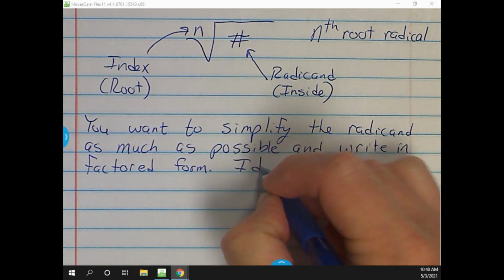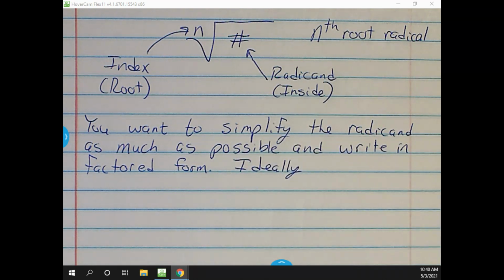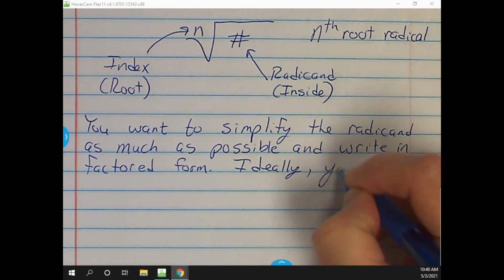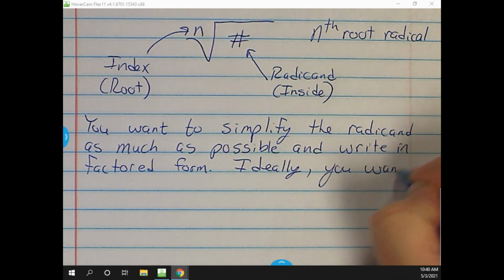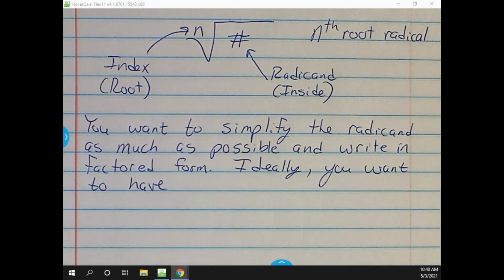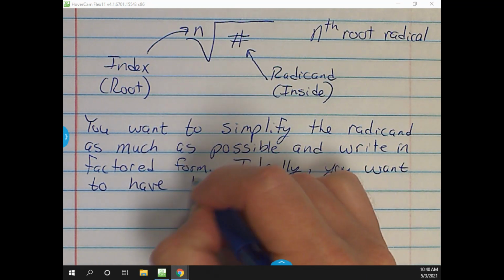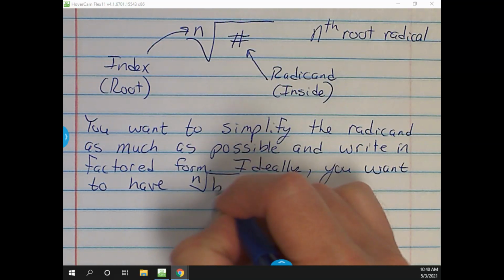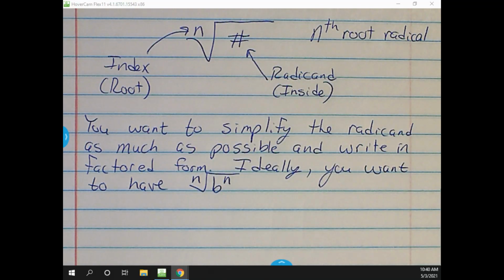And here's what we're doing. If this works out perfectly, in an ideal situation, you want to have the nth root of b to the n. This is going back to when we were doing square roots way back when, how we had to have our exit buddies. We were working on numbers and breaking numbers down, and we had to have exit buddies. This one's that same thing.